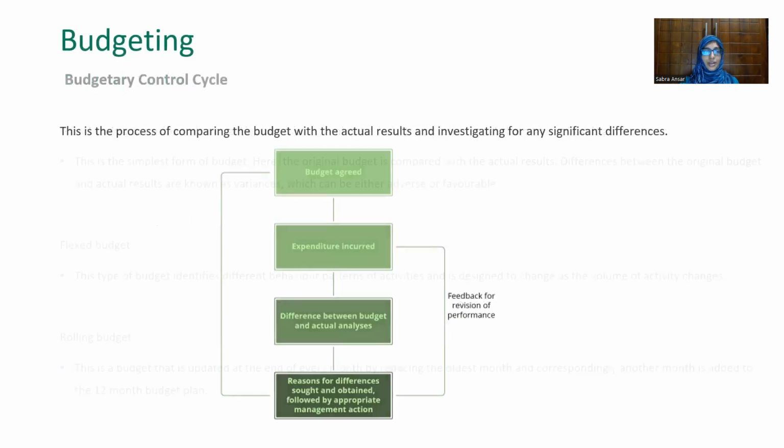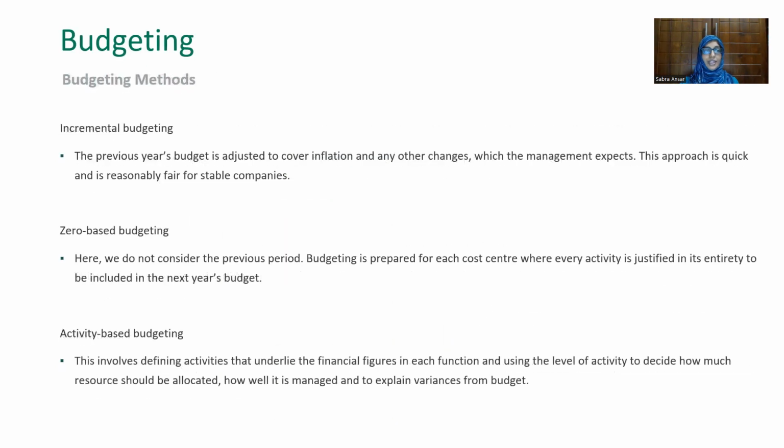So moving on, after that I will be talking about incremental budgeting. What happens here is the previous year's budget is adjusted to cover inflation and any other changes the management expects. This approach is generally quick and reasonably fair for stable companies, because obviously inflation happens in a business environment. So organizations need to adapt to it. So incremental budget happens that way.